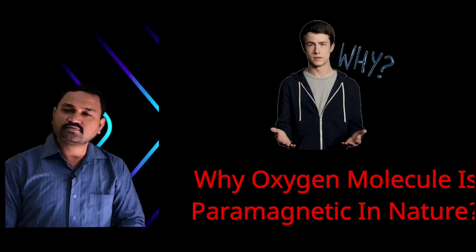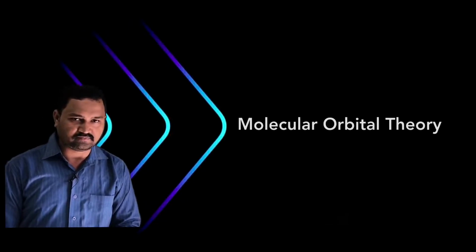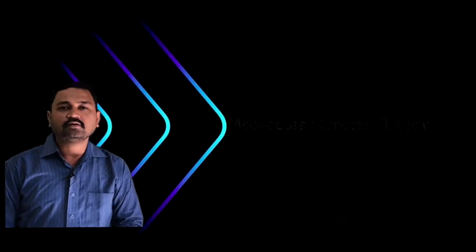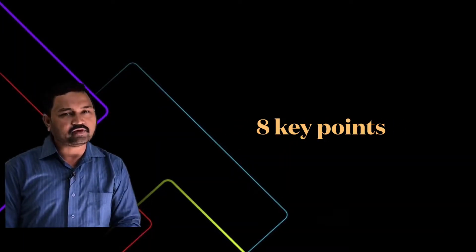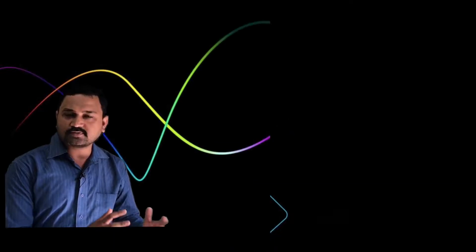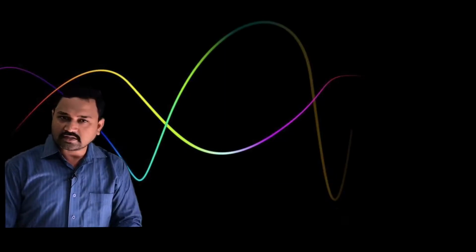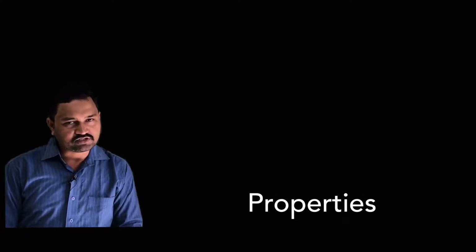From the previous few lectures we are discussing the formation of homoatomic molecules by using molecular orbital theory concept. There we have studied the 7 to 8 important key points by which we can easily explain the formation of these molecules. So in today's lecture we are also going to use a simple 8 points by which we are going to explain the formation of oxygen molecule, also called the dioxygen molecule, and a few properties of this oxygen molecule.